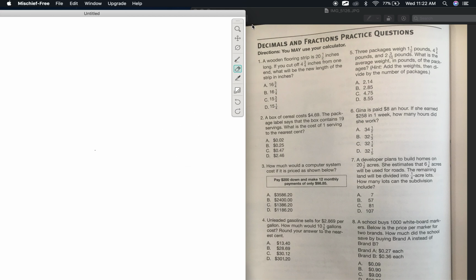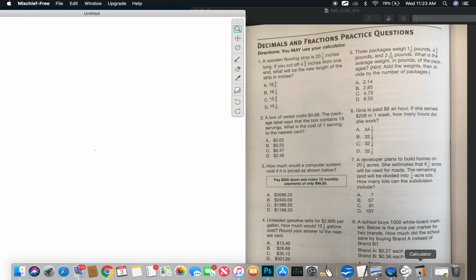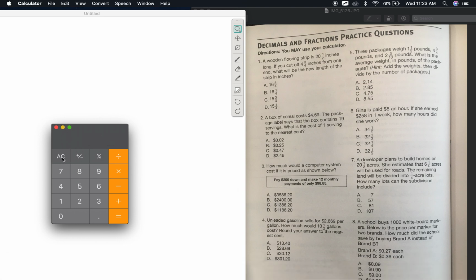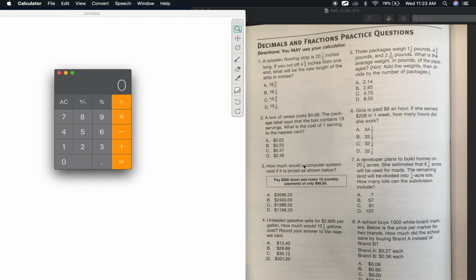Okay, now let's see. Number 7, a developer plans to build homes on 20.5 acres. She estimates that 6 1/4 acres will be used for roads. The remaining land will be divided into 1/4 acre lots. How many lots can the subdivision include? Okay, so let's do this. We need to subtract, since out of 20.5, 6 1/4 is going to be used for roads. We need to remove that.